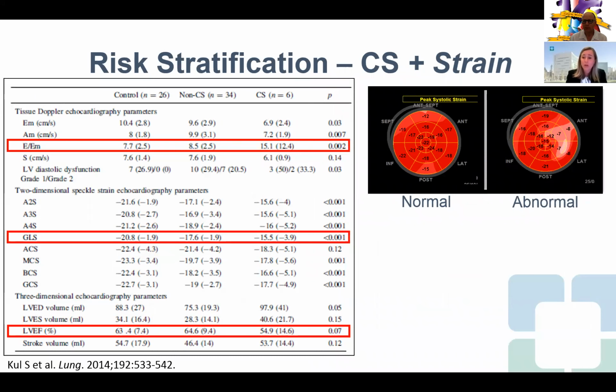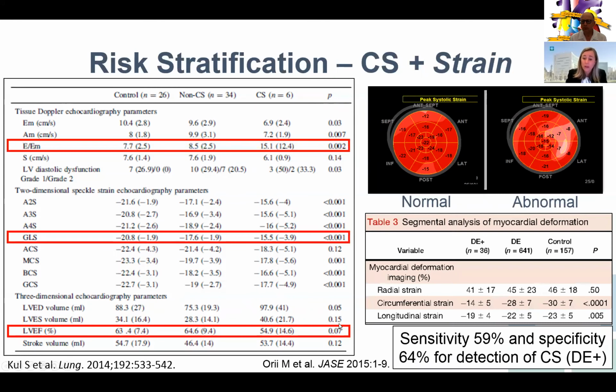And you can see here on the polar maps, the area of pink as opposed to the red shows you a region of reduced strain, which in this case is in the mid-lateral wall, corresponding to where there's likely to be granulomas. We can see that strain performed better than diastolic dysfunction as measured by E prime, and also 3D ejection fraction, at stratifying patients with evidence for cardiac sarcoidosis.